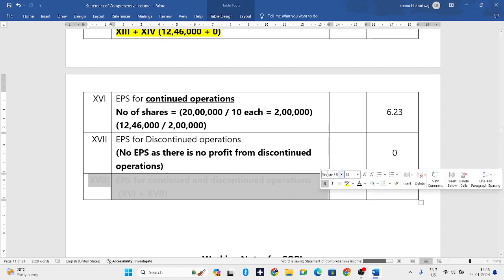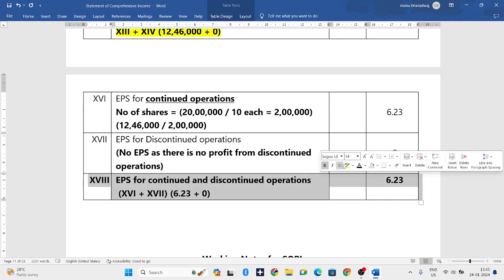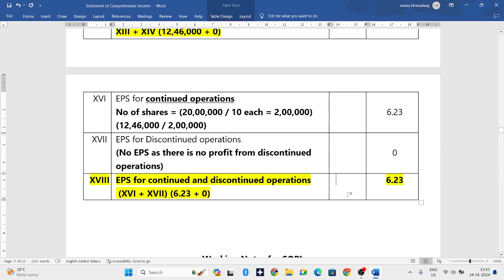Next we need to add these two, 6.23 plus 0. When you add, we get total EPS, or EPS from continued and discontinued operations. That is nothing but 6.23 rupees. This is how we need to solve the problem.